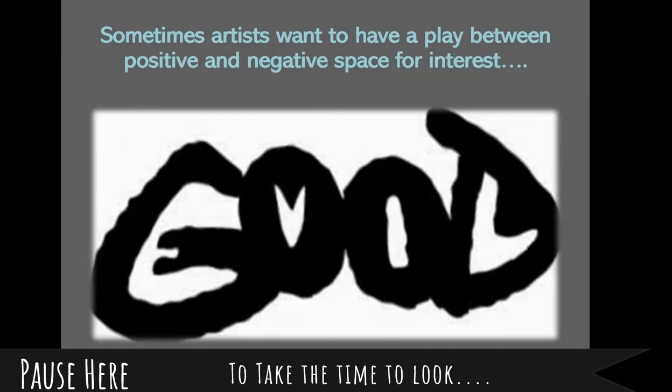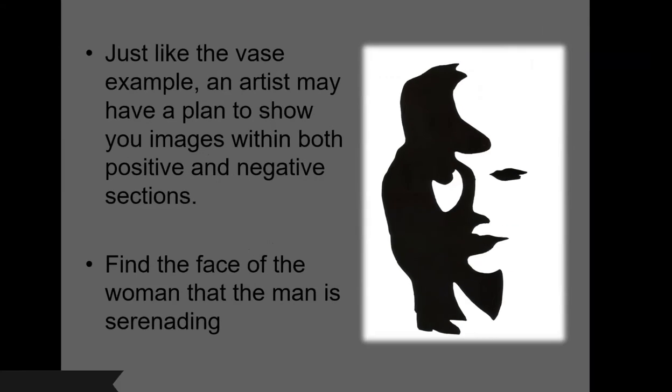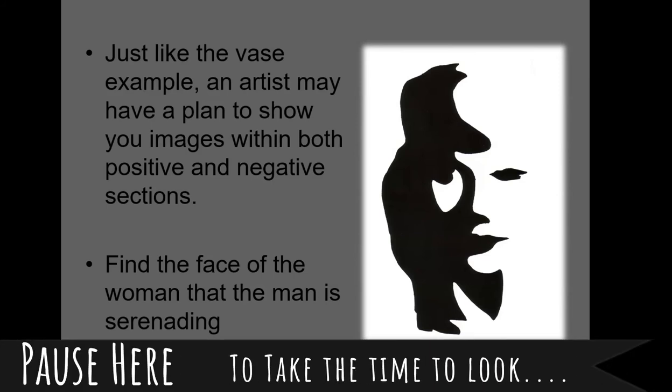Sometimes artists want to have a play between positive and negative space for interest. Just like the vase example, an artist may have a plan to show you images within both positive and negative sections. Can you see the face of the woman that the man is serenading?